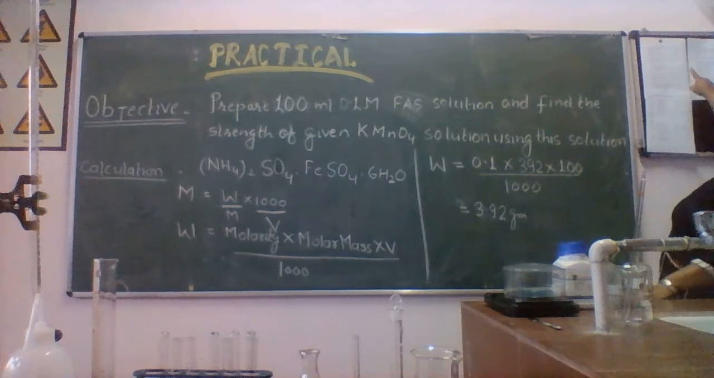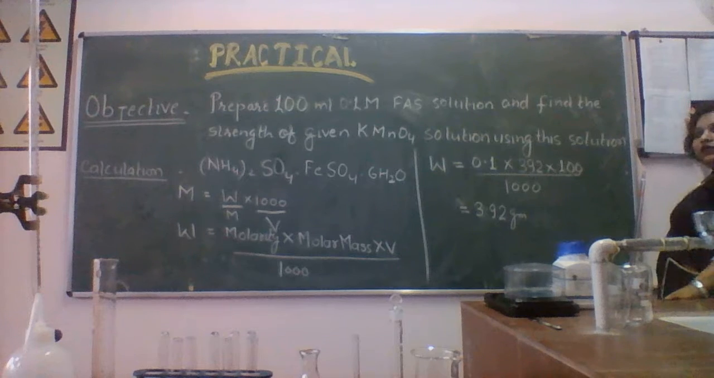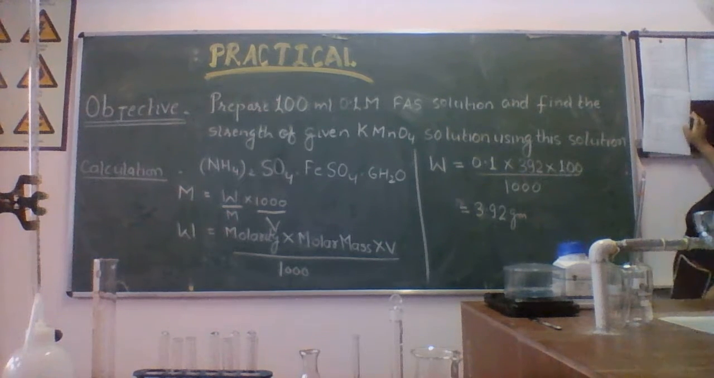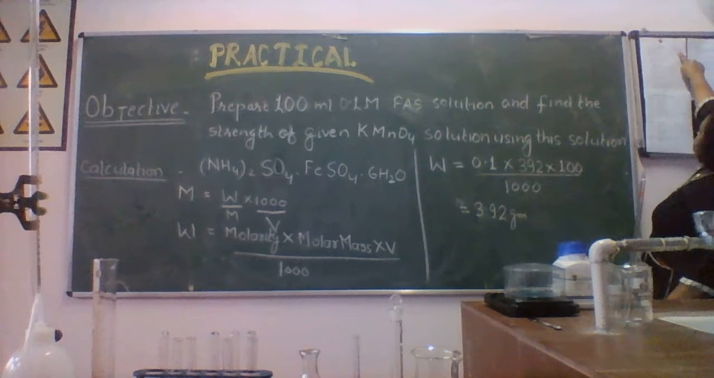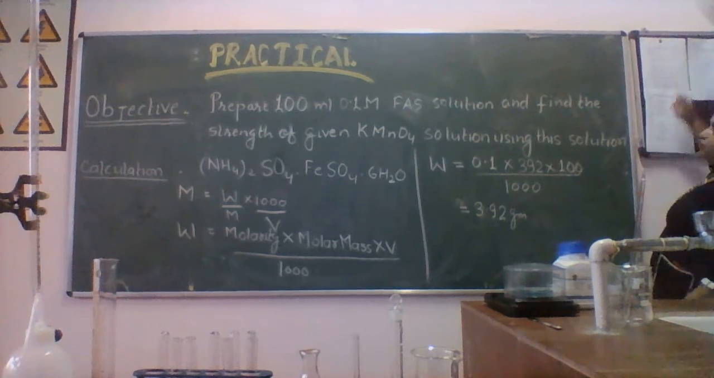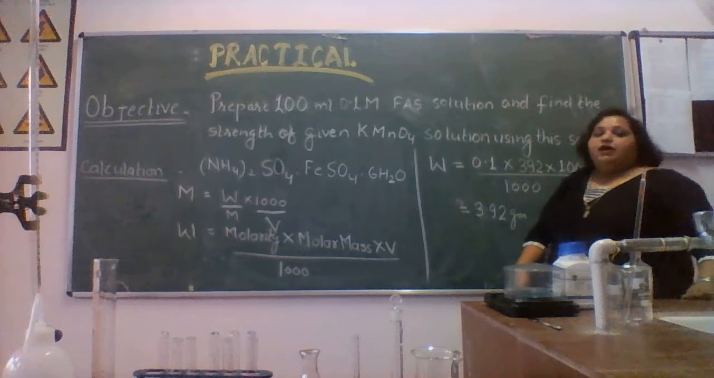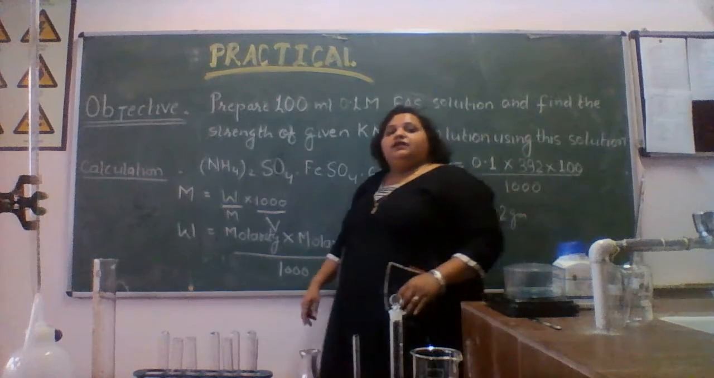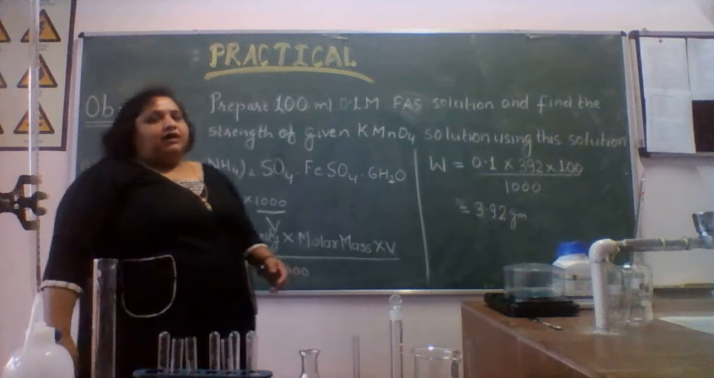Here is the list of the practicals and the evaluation scheme. Volumetrical analysis is of 8 marks. Salt analysis is of 8 marks. Content or subject based experiments 6 marks. Project work 4 marks, and class record and viva 4 marks. In total, the weightage of your practical exam is 30 marks.